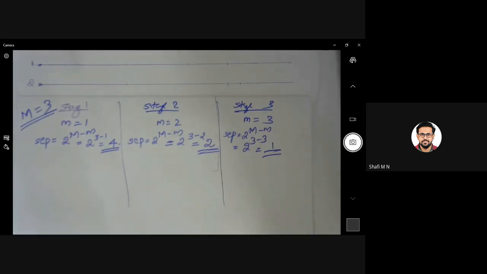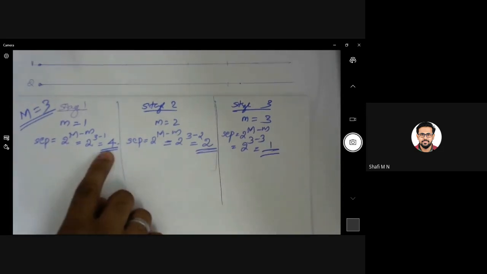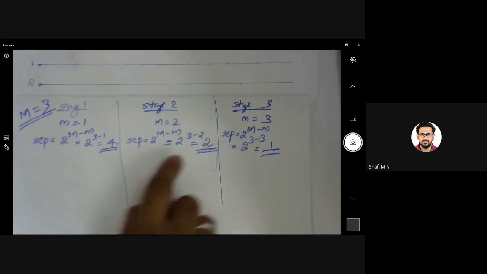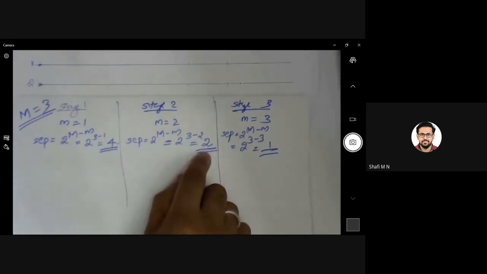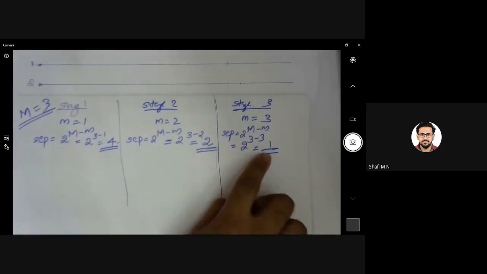So you can see here the separation is large, and that means the butterflies will overlap. Here the separation is a bit less, which means they will try to split up. And in the last stage, the separation between the arms is only 1 unit, so the butterflies will be free from overlapping.